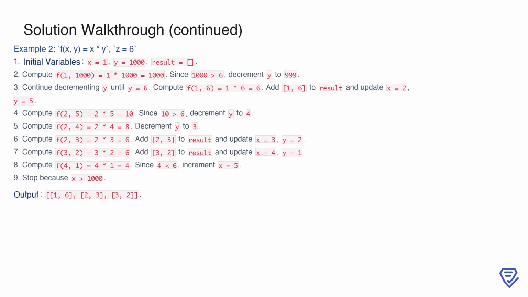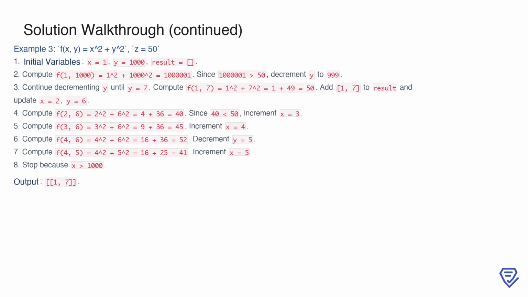Similarly, f(3, 2) equals 6, and we add (3, 2) to the result. At this point, y decreases to 1, where f(4, 1) equals 4, which is less than 6. Since further increments to x would only increase f(x, y), we stop. The output here is [1, 6], [2, 3], [3, 2].